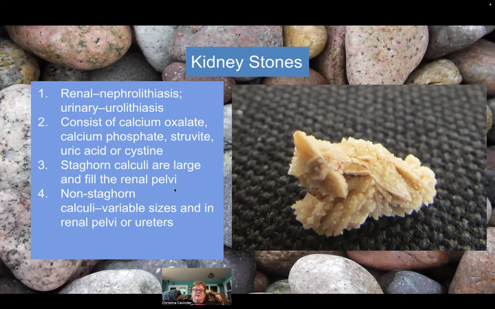Staghorn calculi are very large and they fill the renal pelvis, and you're not going to pass those. There's just no way. So those have to be broken up before you can excrete them, and then they're usually removed that way. Non-staghorn calculi have variable shapes, and they can be in the renal pelvis, or the ureters, or the bladder, or the urethra. They're all quite painful.